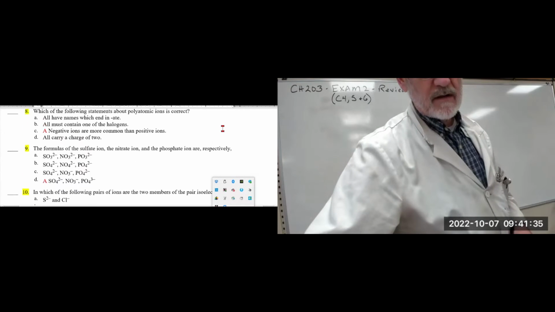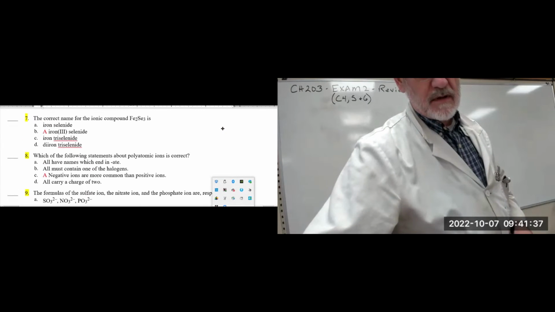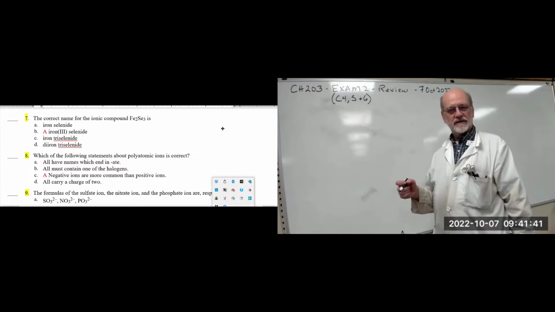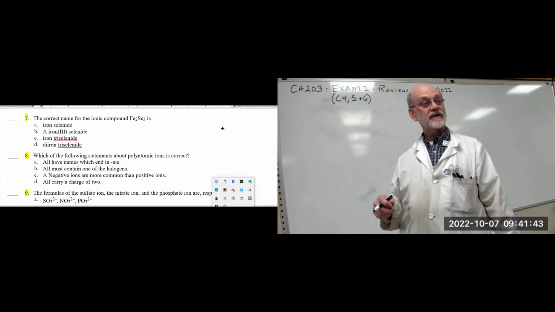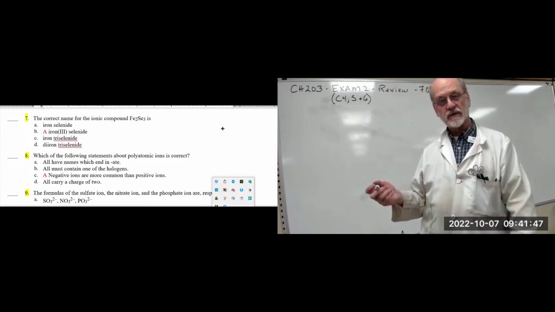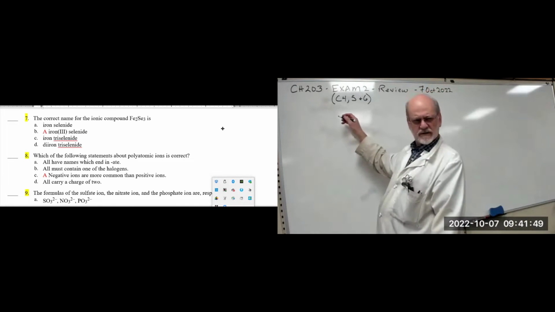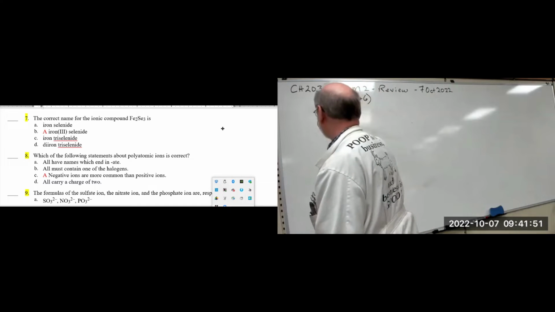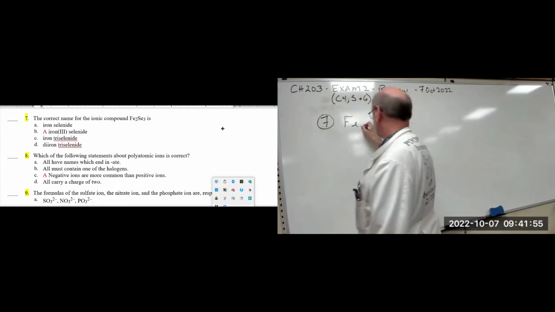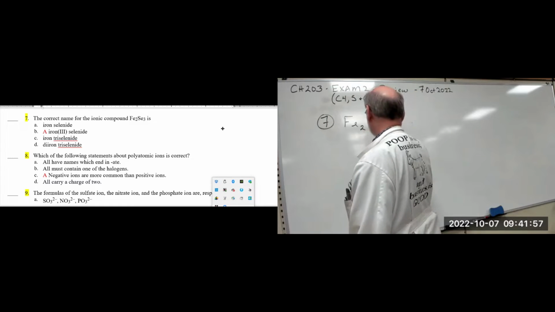All right. Oh, there we go. What's the correct name for this ionic compound? So we even tell you it's an ionic compound. So you don't even have to think about type 3s. It's either a 1 or a 2. Let's see, number 7.